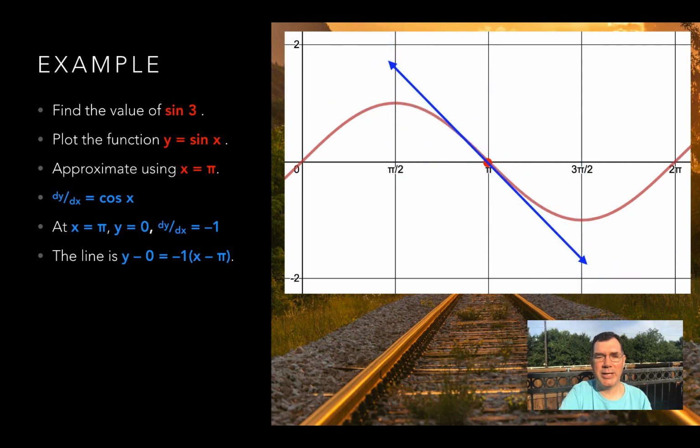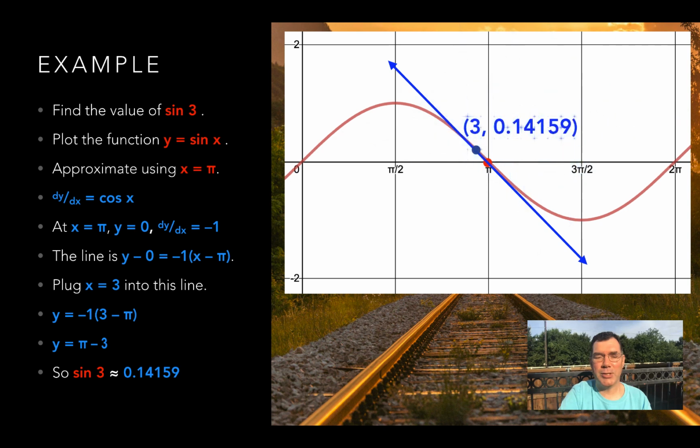And so my tangent line looks like this: y minus 0 equals negative 1 times x minus pi. If I want to know the sine of 3, I follow the tangent line instead of the curve and plug 3 into this linear equation, and I get y equals negative 1 times 3 minus pi, which, if I distribute that negative 1, is pi minus 3. And so the sine of 3 is going to be approximately 0.14159. So that's how we use tangent lines to approximate function values that would otherwise be hard to calculate.